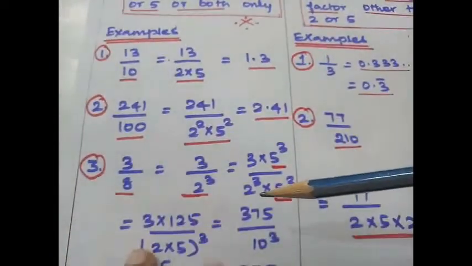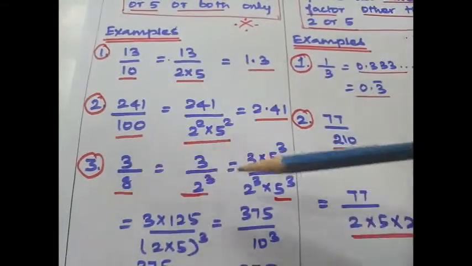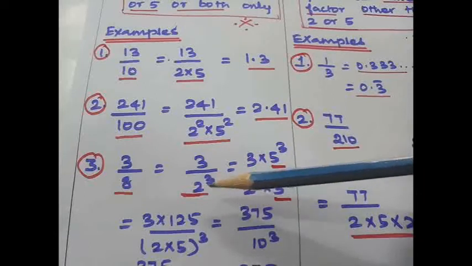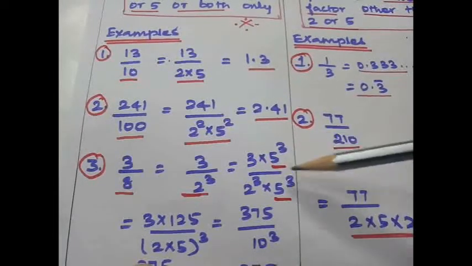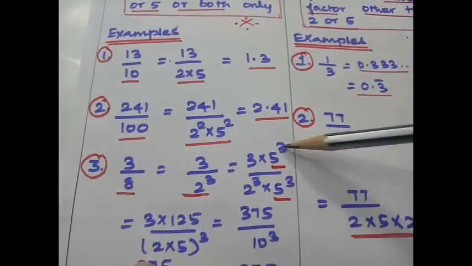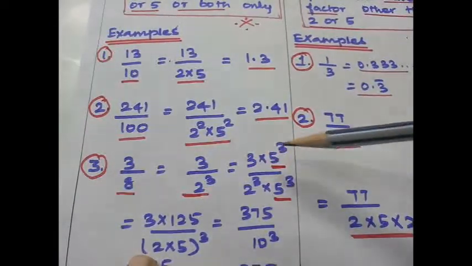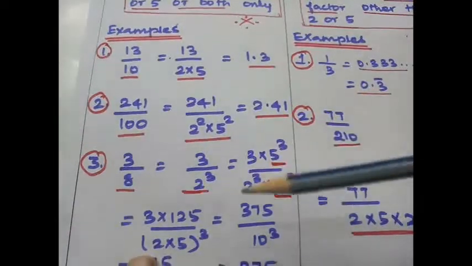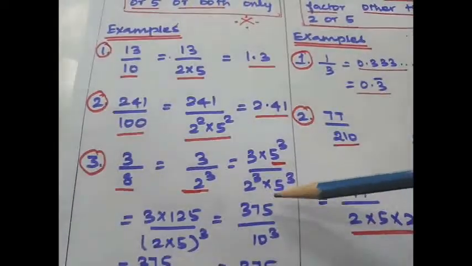Example 3 is somewhat different. Here it is 3 by 8. If you factorize this, you have 2 power 3. Here you don't have a factor 5. So I am going to multiply 5 power 3 in the numerator and also in the denominator. Your original value is not going to be affected because you can cancel this. 5 power 3 is 125. If you multiply this, you have 375.